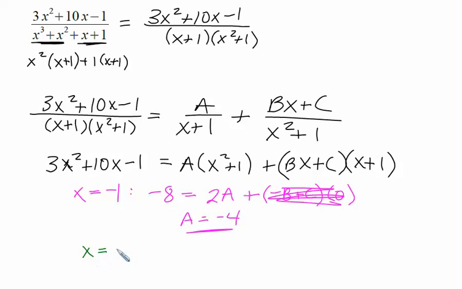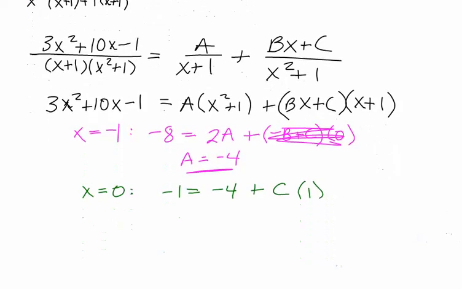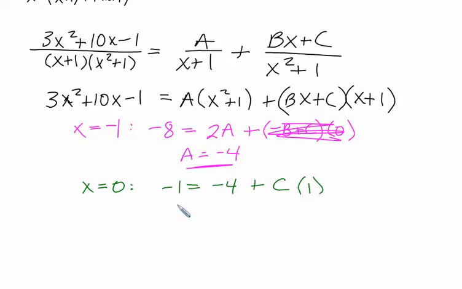Another value of x that would be nice is x equals 0. On the left, we get negative 1. We get a, which don't forget we know that a is negative 4, plus c, because b is gone, times 1. So as we solve that out, we're going to get that 3 is equal to c.